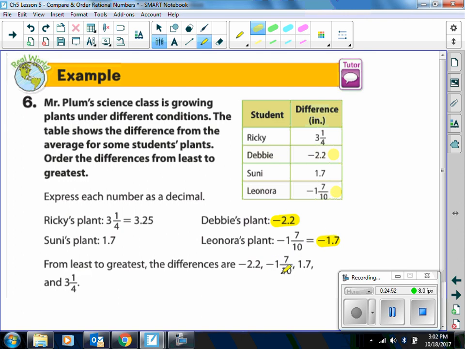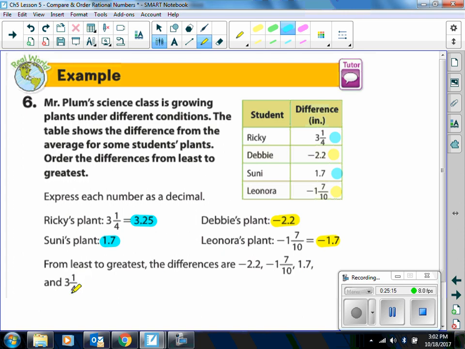And then we can compare the positives. Okay? So 3 and 1/4 becomes 3.25, and 1.7 is just 1.7. So the next one is the 1.7, and then finally the 3 and 1/4 right there.